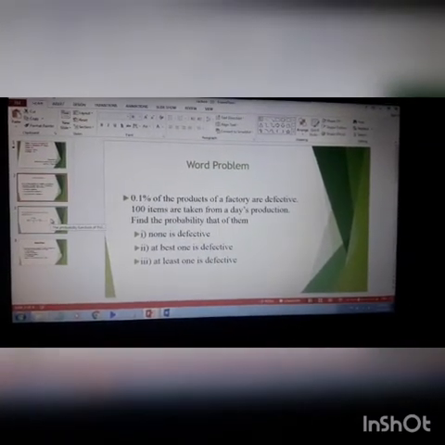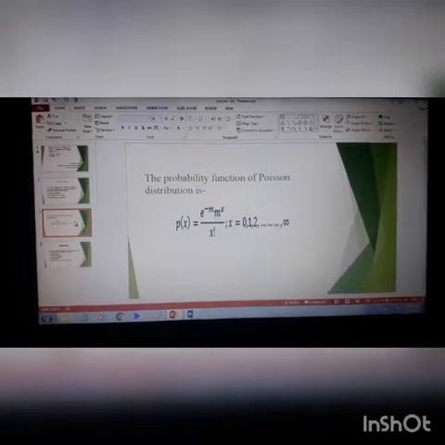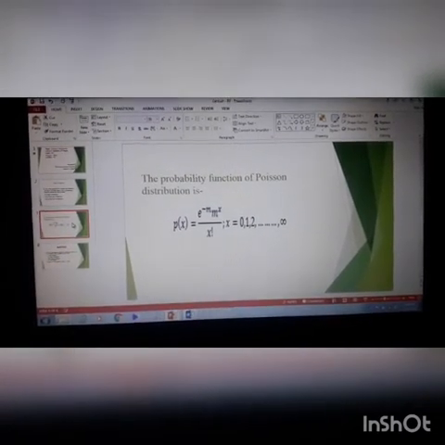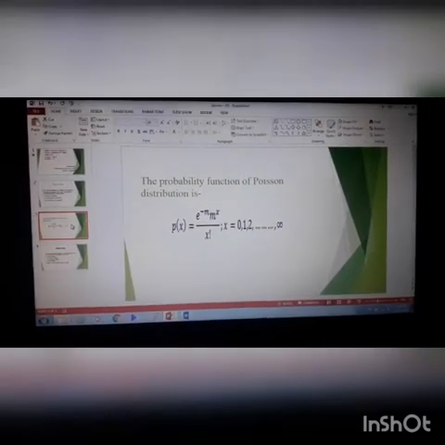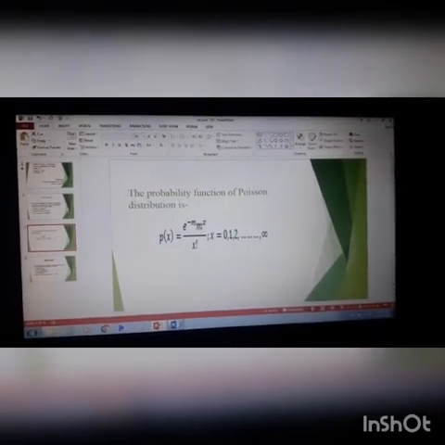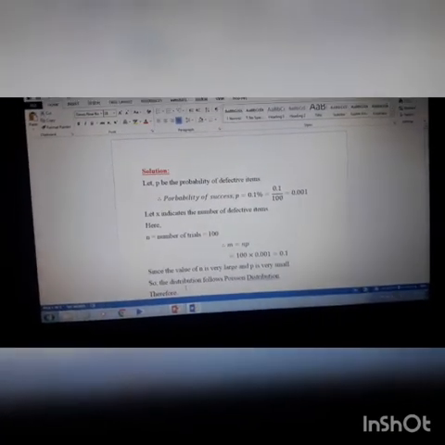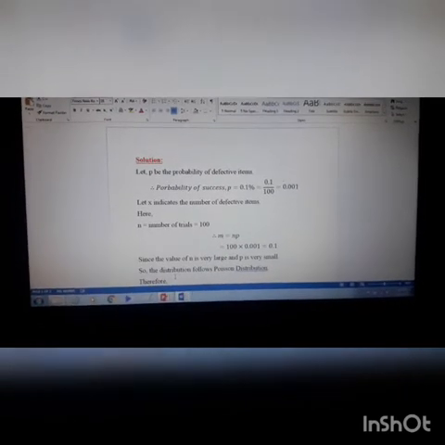So what is the probability function of the Poisson distribution? We know the probability function of the Poisson distribution is P of x equal to e to the power minus m, m to the power x, divided by x factorial. Now let's see the solution of the problem. I mentioned a few seconds ago that firstly you have to know whether the problem follows the Poisson distribution. Now we'll check.